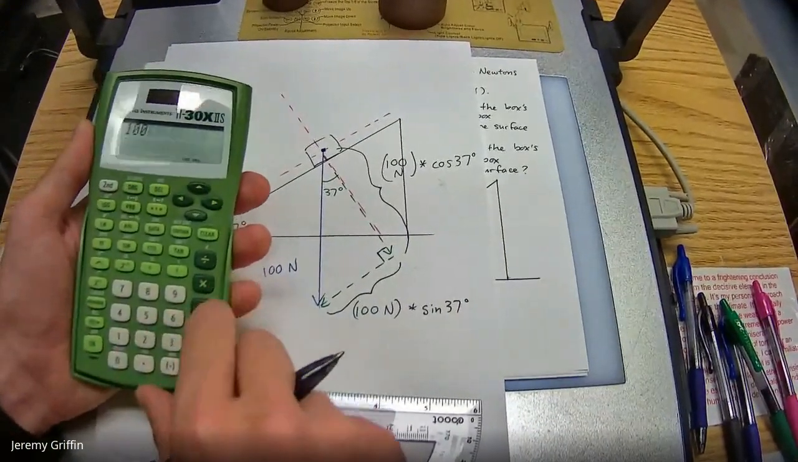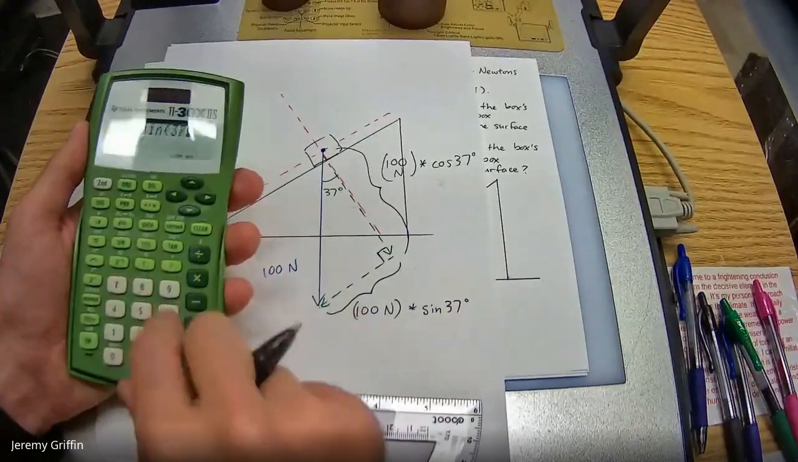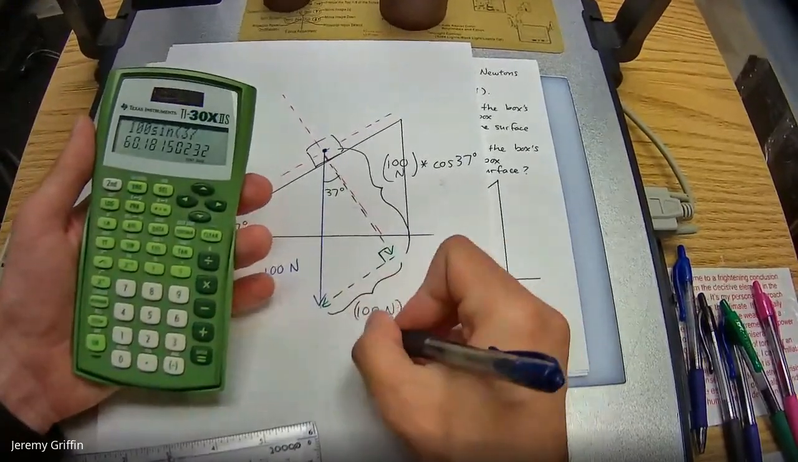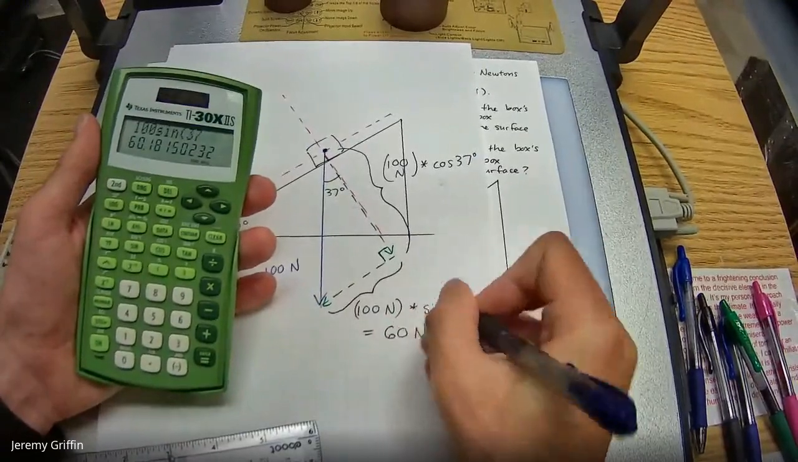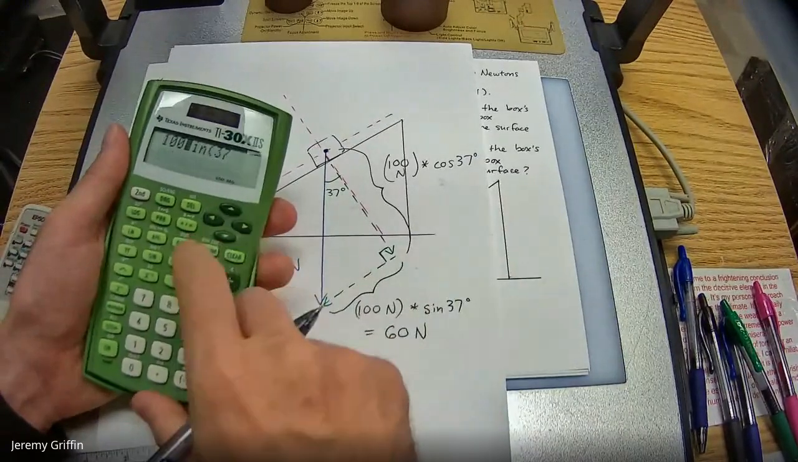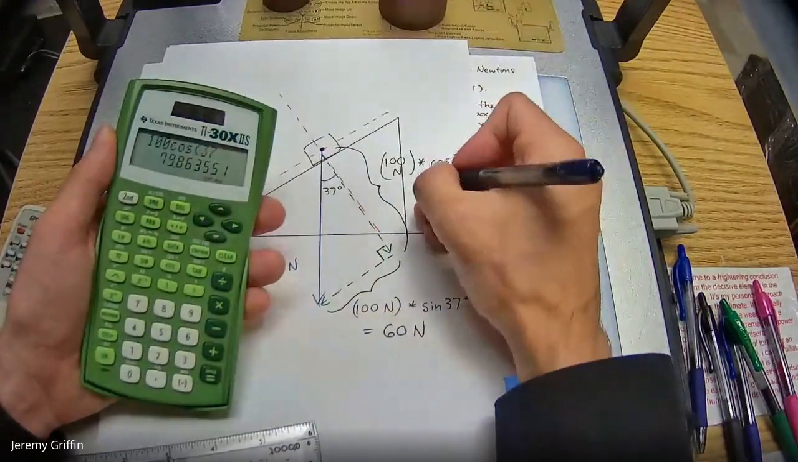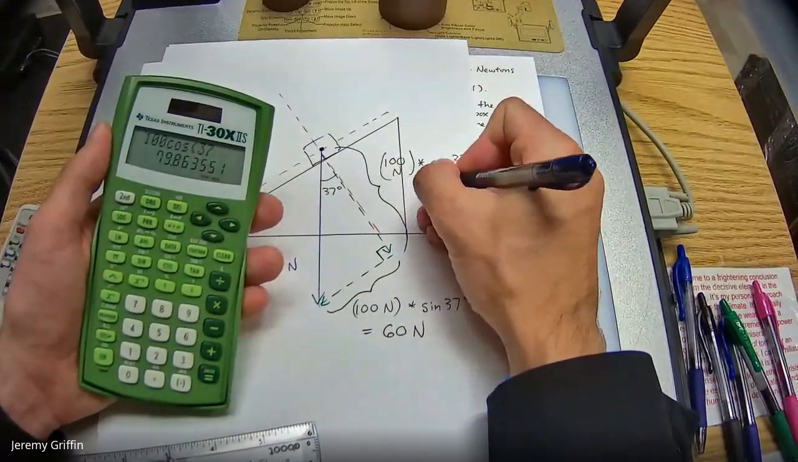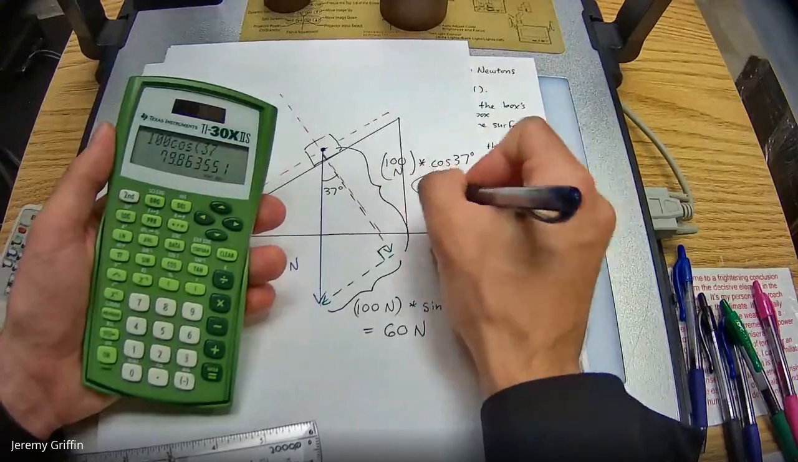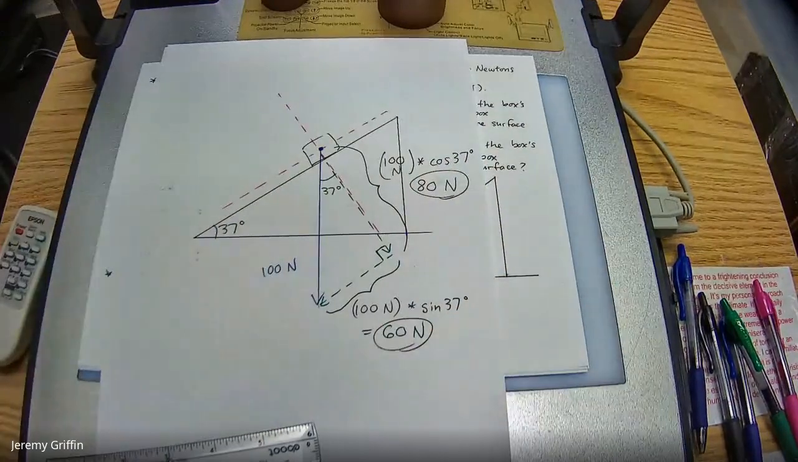So yeah, good call. So 100 times sine of 37 degrees is almost exactly 60 newtons. I'll just call it 60 newtons. And if I replace the sine with a cosine to do this one, I've got 79.86, blah, blah, blah. Okay. It's very, very close to 80 newtons. So I'll just call it like 80 newtons.